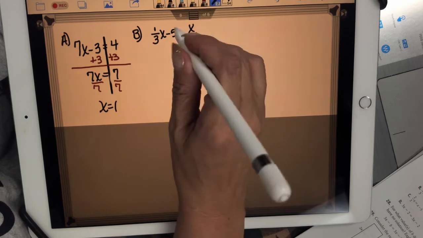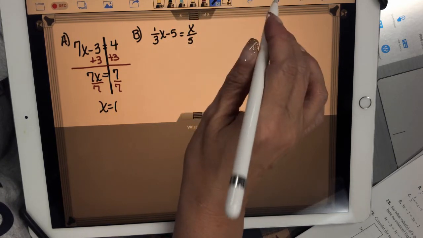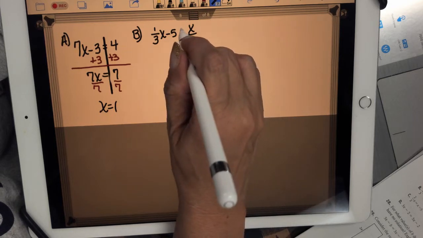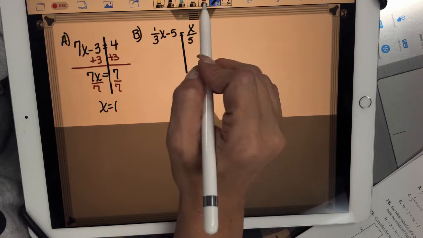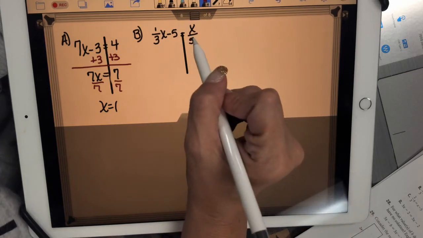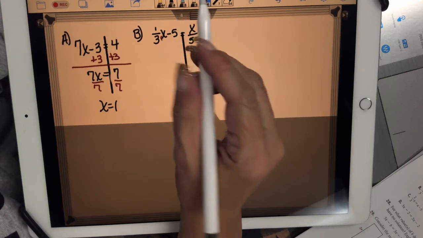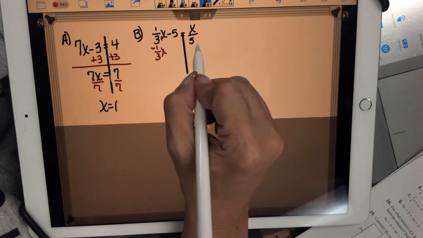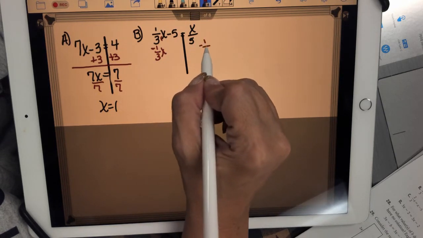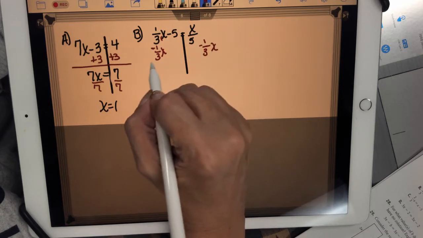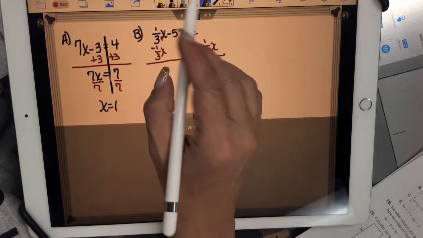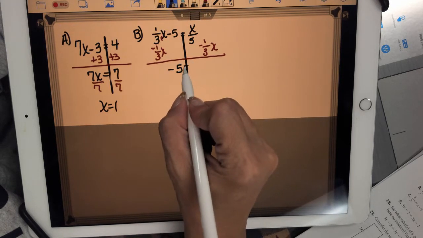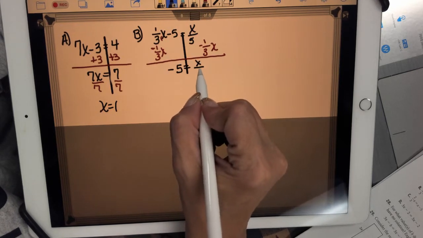So I'm going to draw my line and solve this one. Okay, so you know what? I'm going to get both my x's over here. I'm going to actually subtract 1/3 x from both sides, because this one's kind of a weird one, right? Kind of looks funny. So I'm going to have negative 5 here. Over here, I'm going to have x over 5.